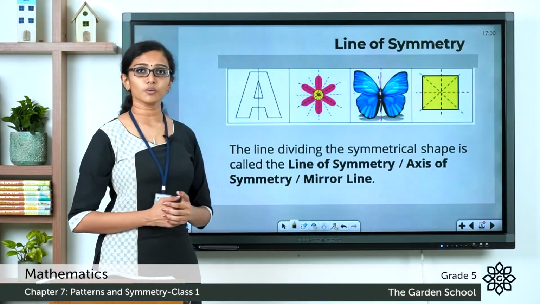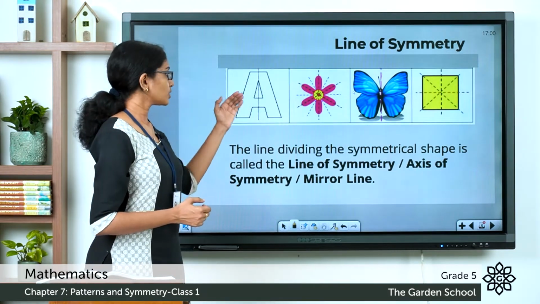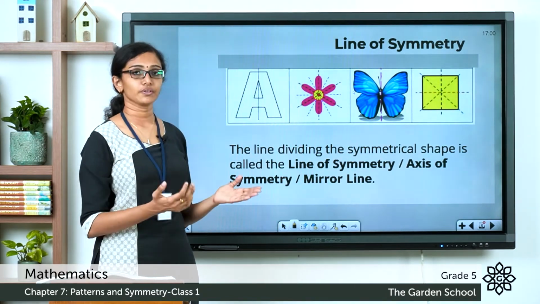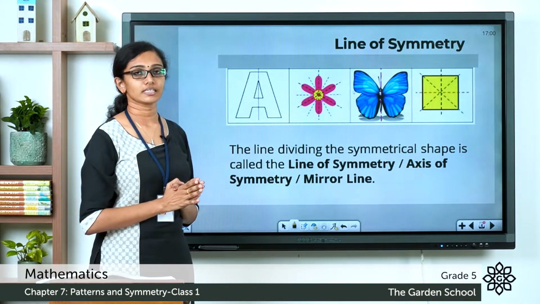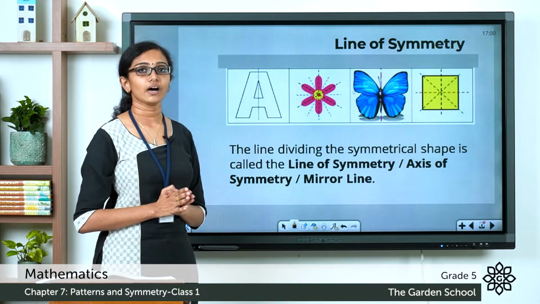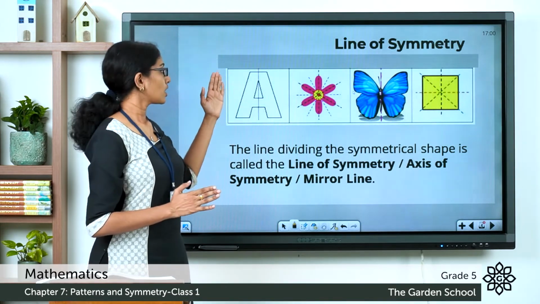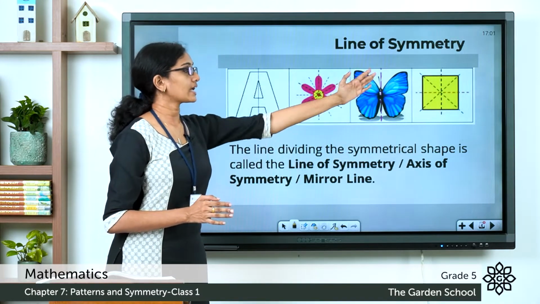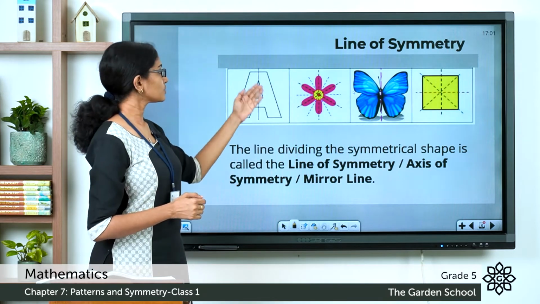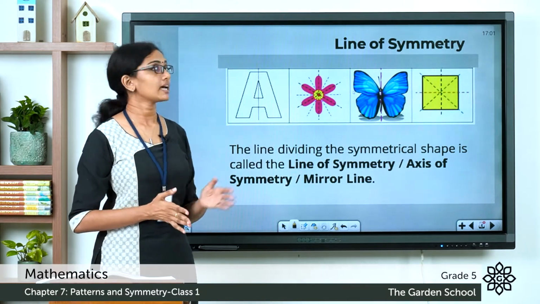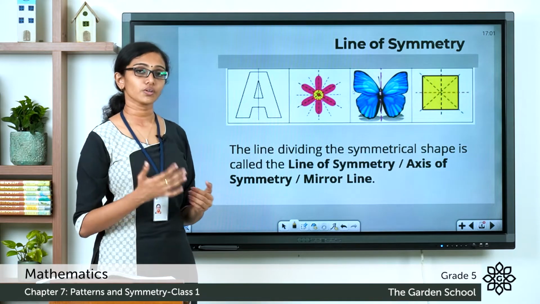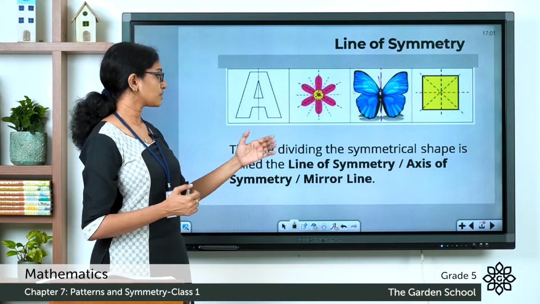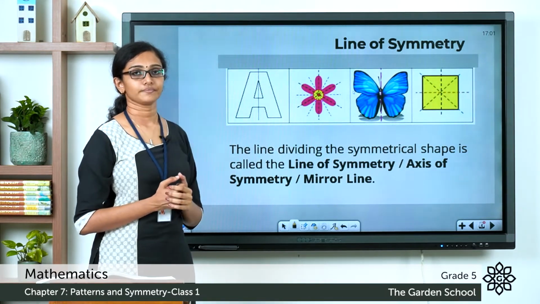Now, you have a few more examples that you can see here. Here you have the letter A, the English letter A. See, if you draw a line like this and fold it along the line, or cut it along this line, you'll get two identical halves which will be mirror images of each other. Same is the case with this flower, this butterfly and the square. And this imaginary line is called the line of symmetry, or the axis of symmetry, or a mirror line.